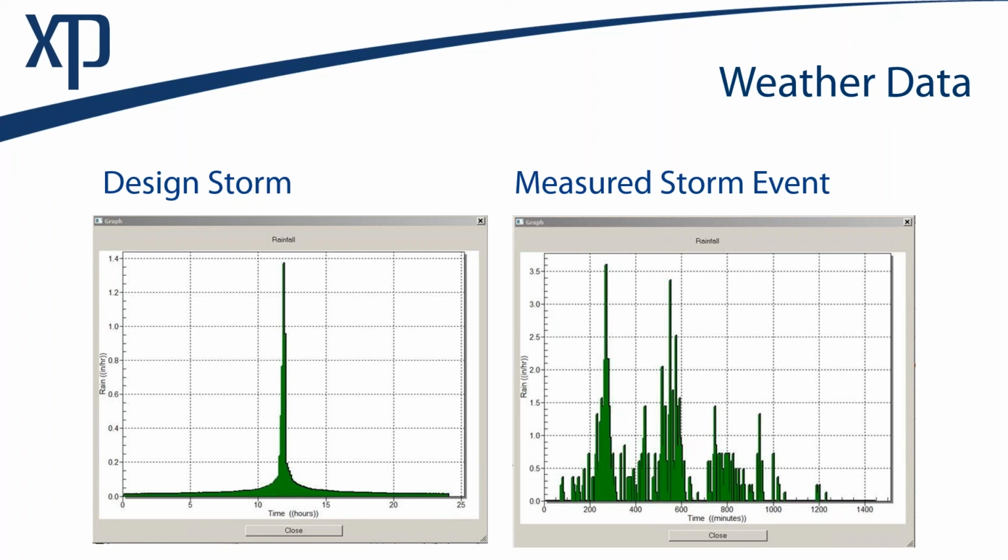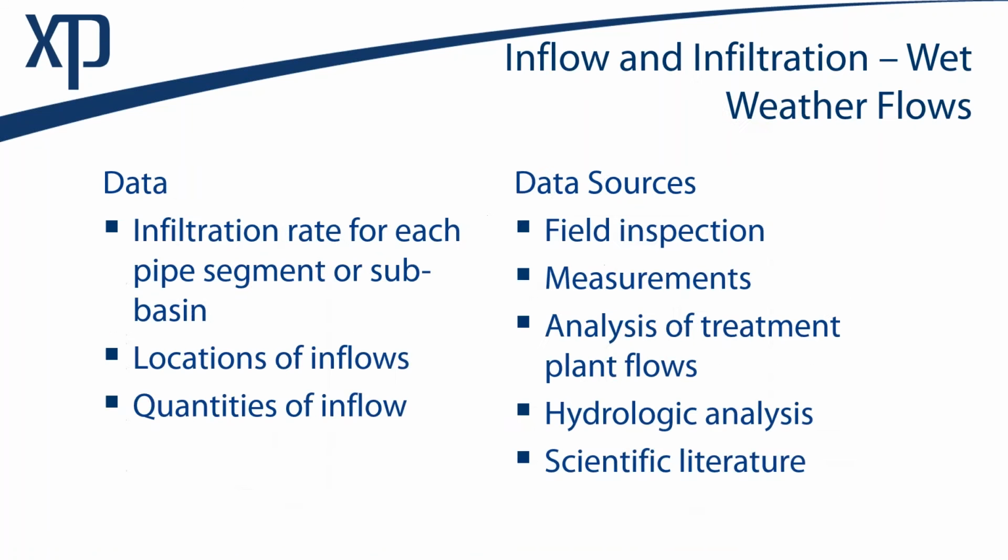So, I have the first peak here at just past 200 minutes that might actually result in less load on the system than the second peak, because the ground's wet. It takes some time for that flow to enter the network as infiltration. So using real-world events to me is always preferable.